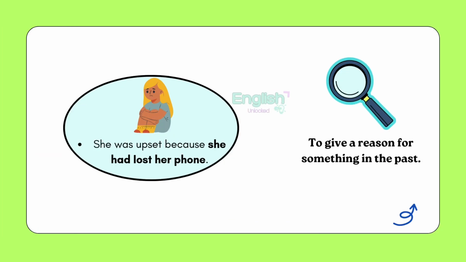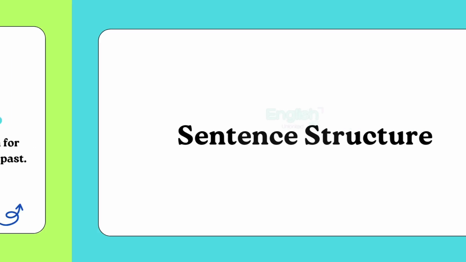Next up, we also use it to give a reason for something that happened in the past. For example, "She was upset because she had lost her phone." Here, why was she upset? Because she had lost her phone. So that's the reason why she was upset.